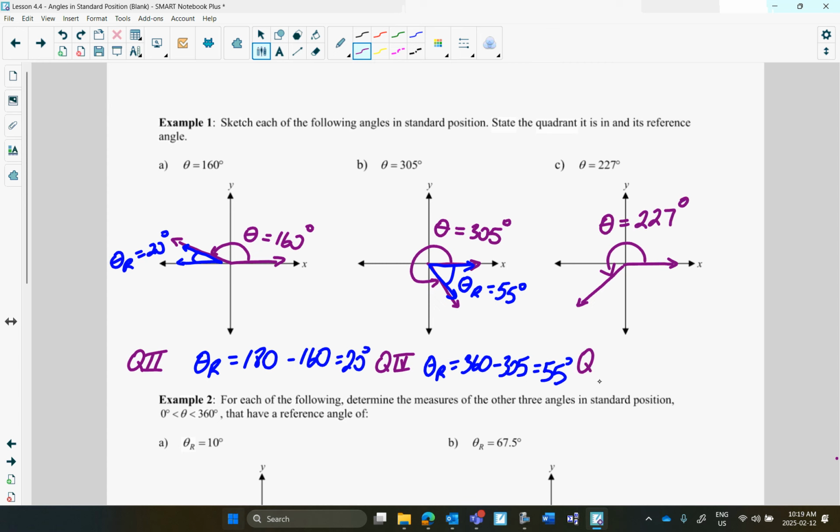That's quadrant 3. And how would I find the reference angle? 227 minus 180. Right. 227 minus 180 gives us 47 degrees. Okay, like I said, we'll skip example 2.